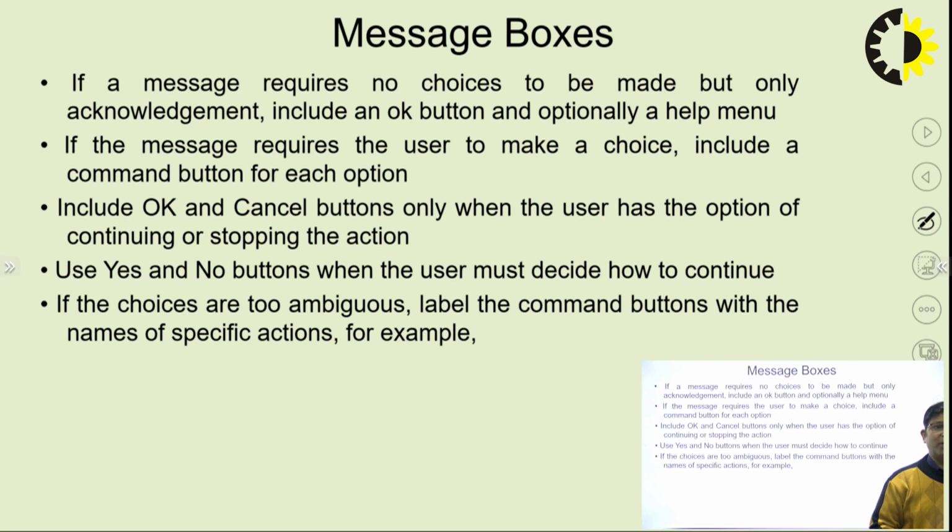Include OK and cancel buttons only when the user has the option to continue or stop that particular operation. Then only can we provide the cancel button. If we click OK, then the current operation will be completed, and if we click cancel, then the current operation will be cancelled and return to the previous window. Use yes or no buttons when the user must decide how to continue. Yes or no, whether you want to exit. If the choices are too ambiguous, label the command button with the name of specific actions. If there is no OK or cancel, yes or no, we can use another type of command button, so the user can perform that particular operation also.